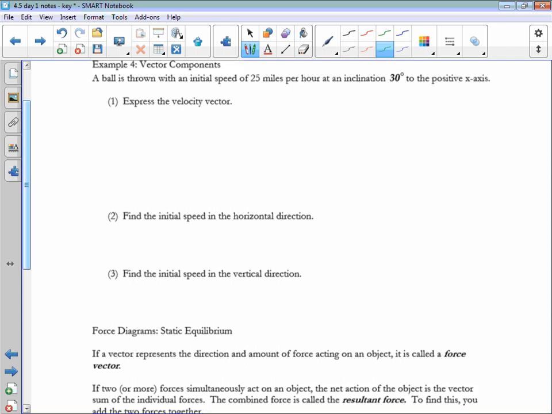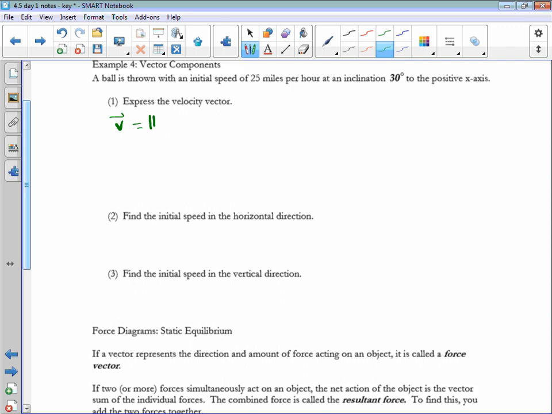Okay, so now it's really going to feel like physics. We have a ball thrown with an initial speed of 25 miles per hour at an incline of 30 degrees to the positive x-axis. We're going to express the velocity vector. So we're going to use that formula we just wrote down that talks about the magnitude and the direction.